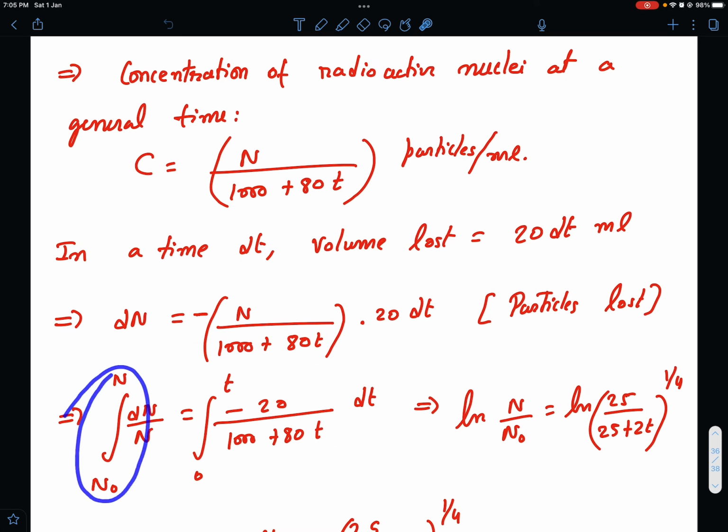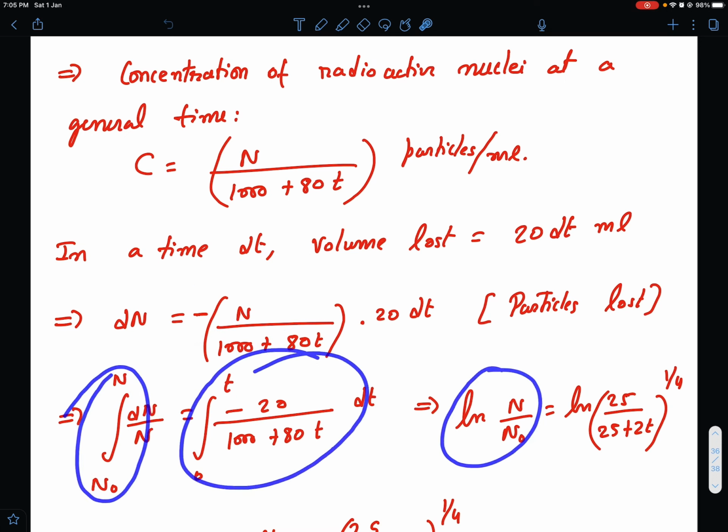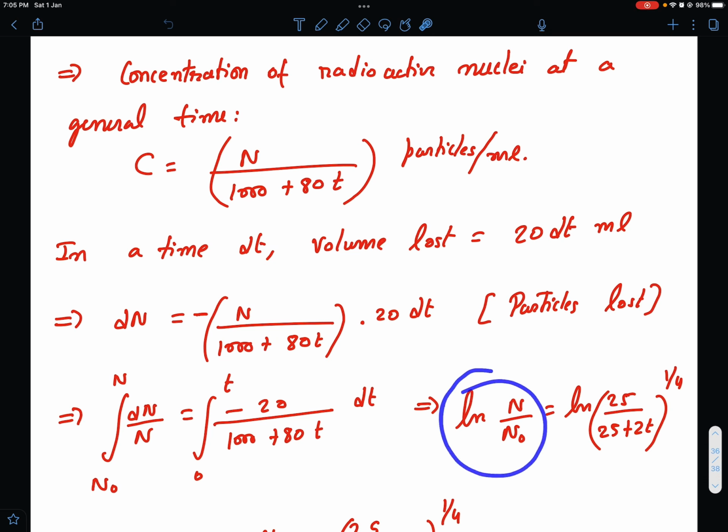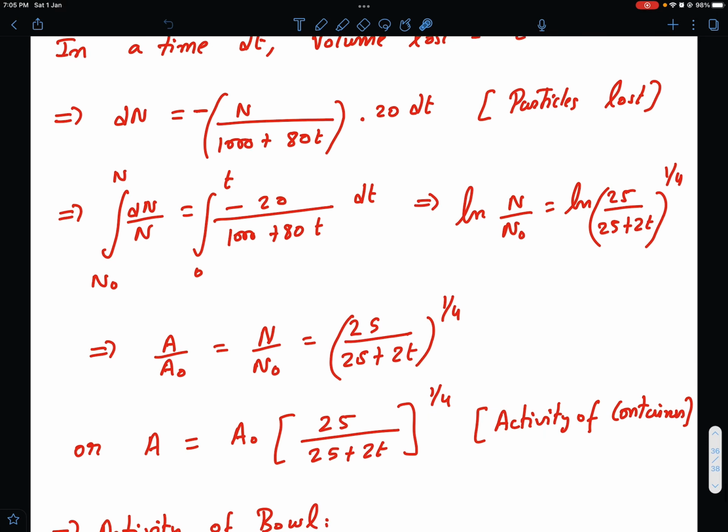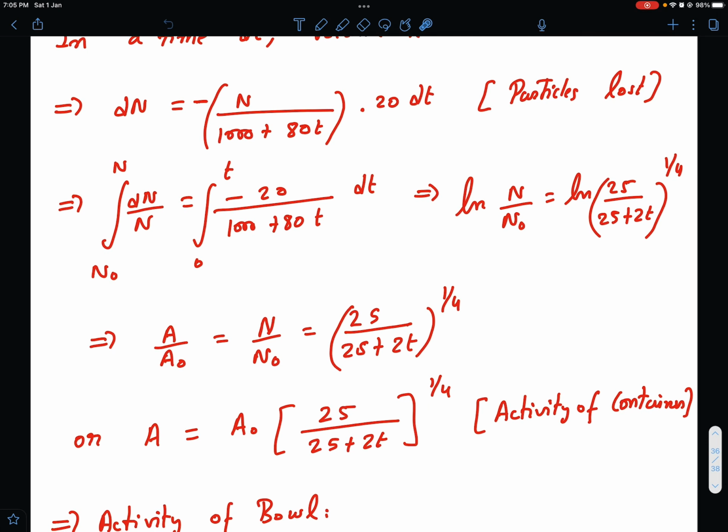Here also we get a log, and here also we'll get a log, and so log of N by N naught comes out to be log of 25 upon 25 plus 2t whole to the power 1 by 4. And you also know that activity is directly proportional to number of radioactive nuclei, right? So activity of the container at general time t divided by initial activity will be equal to number of nuclei at general t divided by initial number of nuclei, and that is simply 25 upon 25 plus 2t whole to the power 1 by 4.